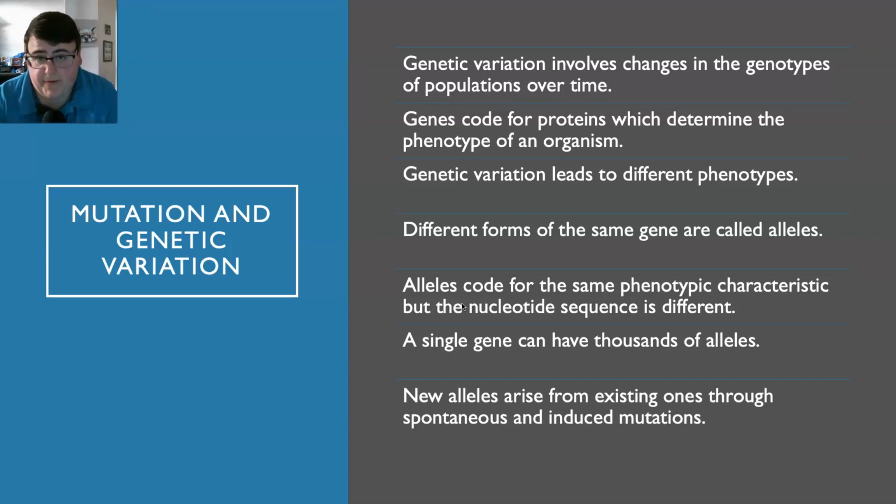We call these alleles. You talked about these in Year 10 science. Alleles code for the same phenotypic characteristic, but they have a different nucleotide sequence, which means they are expressed differently. For example, you might have alleles for eye color. You might have one for brown and one for green. Depending on which one's the dominant, that'll be the one that you have that characteristic for. But the allele for brown eyes and the allele for green eyes actually have a different nucleotide sequence. Now, a single gene, like eye color, can have thousands of different alleles. The way that they occur is that new alleles arise from existing alleles through those spontaneous and induced mutations that we talked about in the last video.